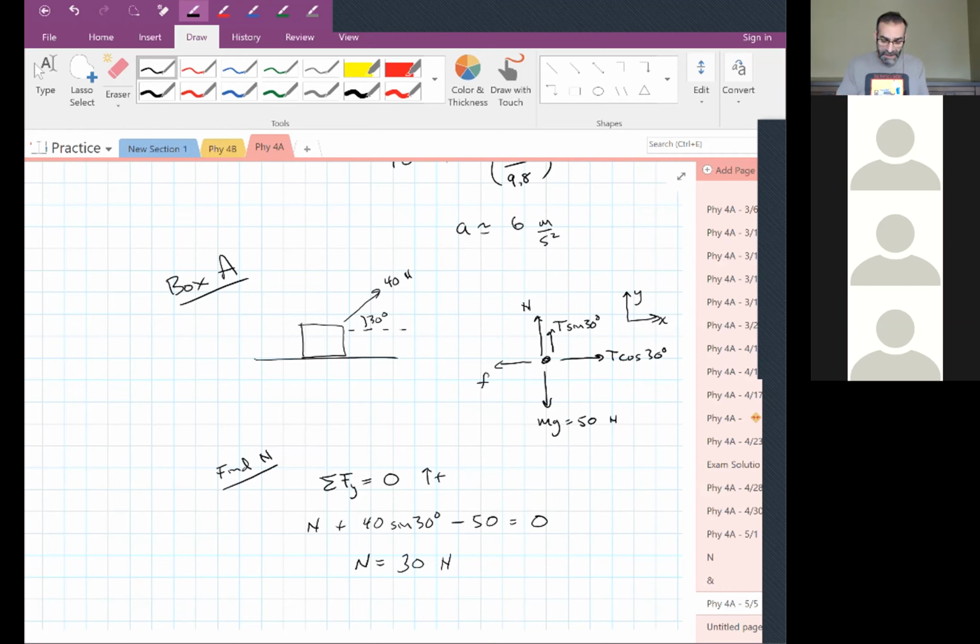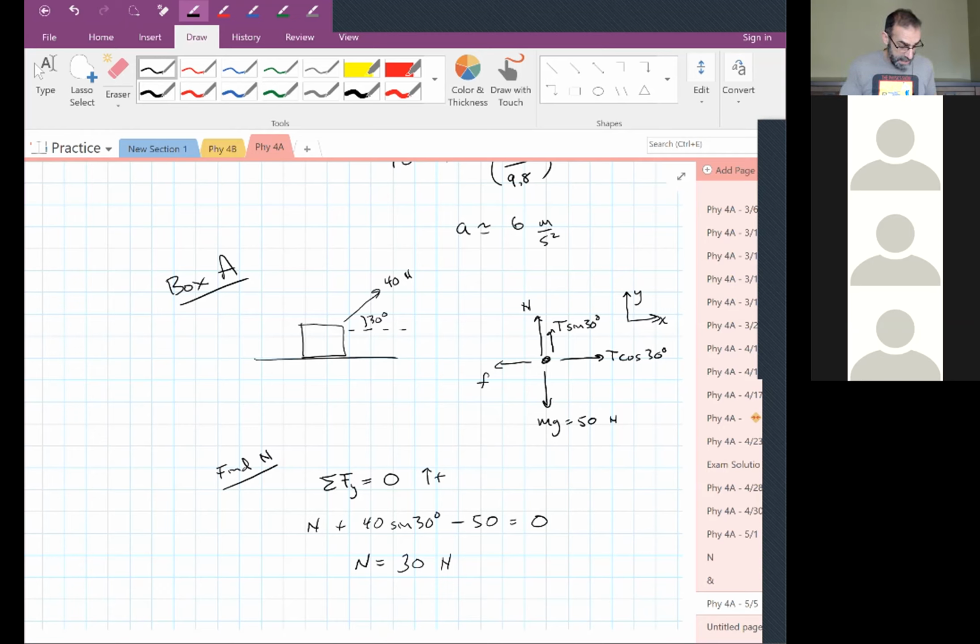so less than 50. And if you do box B later at home, the string is pulling the box down into the ground. So not only is the surface holding up the weight of the box, it also has to hold up part of the pulling force down. So the normal force is going to be bigger than the weight of the box.